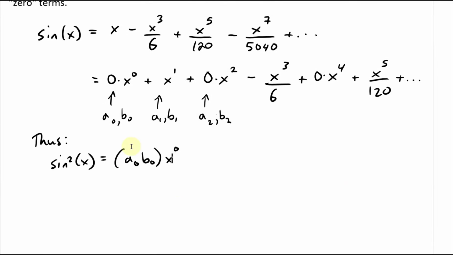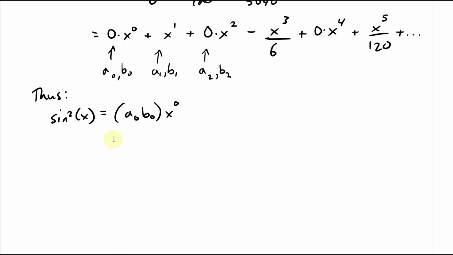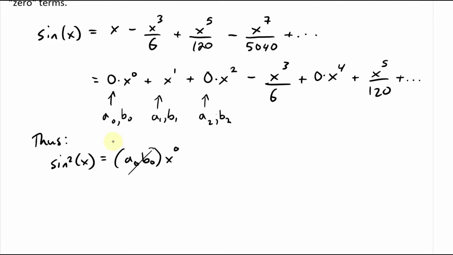So let's scroll up. a0 times b0, that's just 0 times 0. Just put that as 0. This whole thing goes to 0, both of them. And then the next one is going to be our a0 times b1, plus a1, b0, and this is to the x to the 1 power.